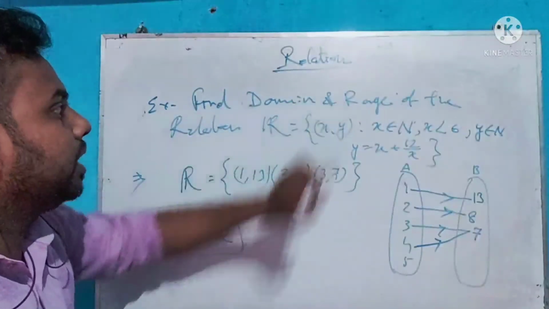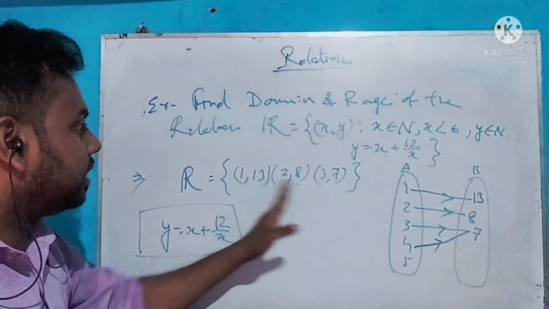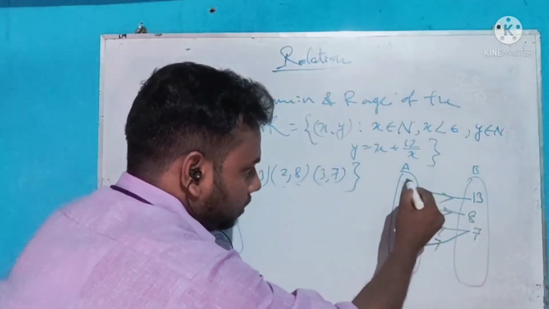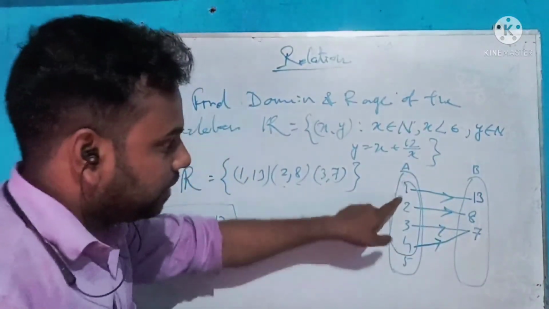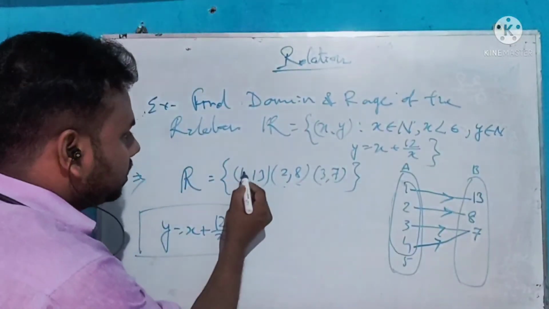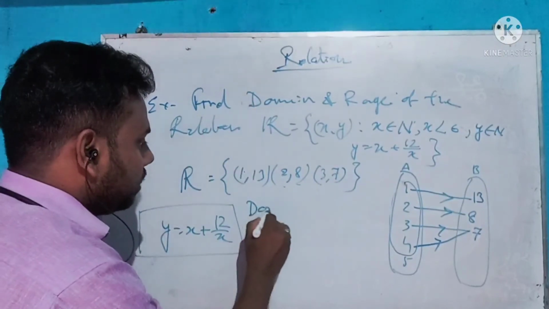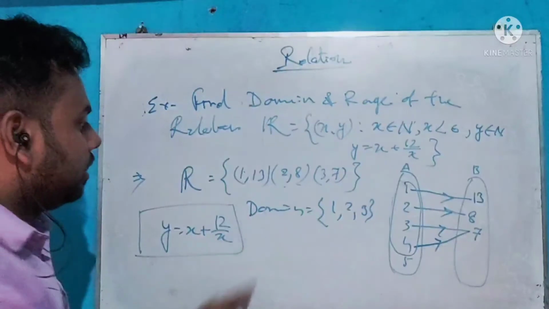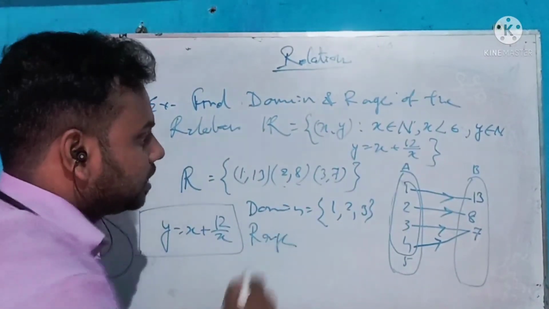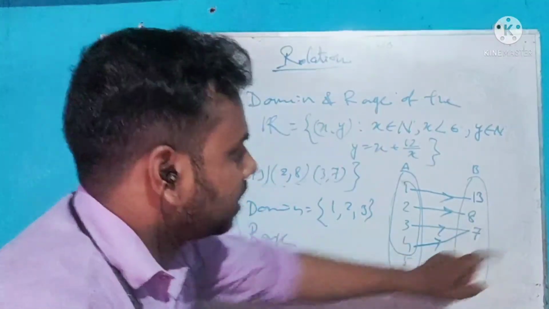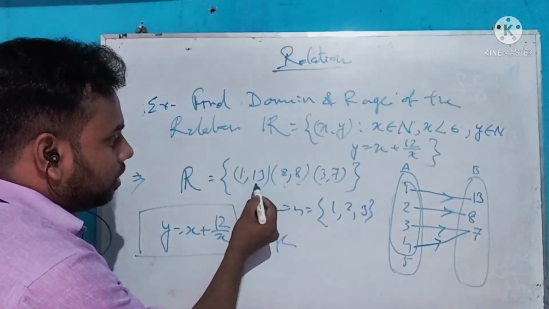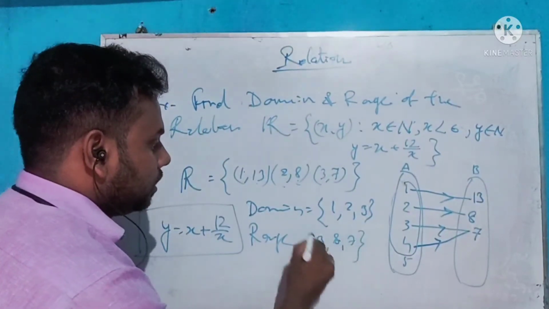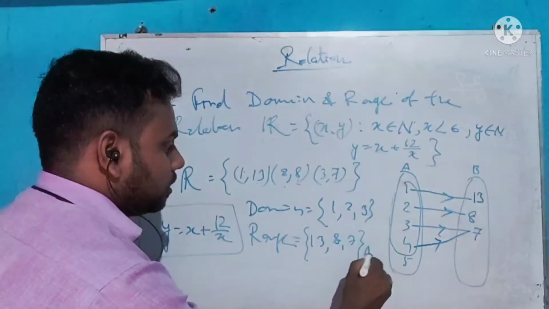Now we have to find the domain and range. I told you that the domain means all the x's in the set. So the domain set is 1, 2, 3, 4, and the range means the image set, that is, all the y's: 13, 8, and 7. So 13, 8, and 7 become the range set. So this is our answer.